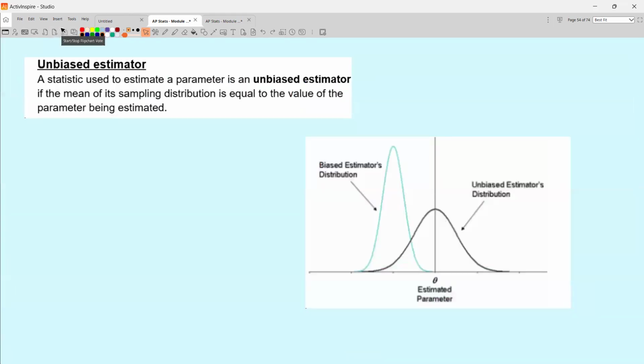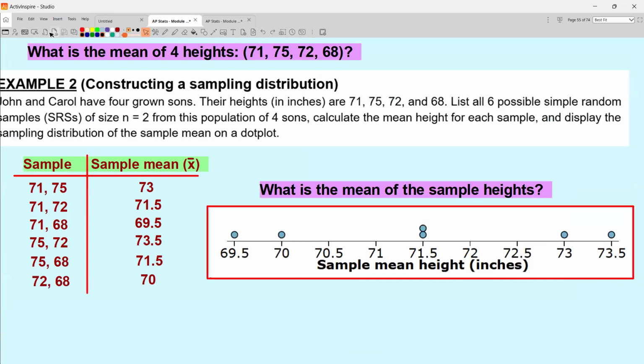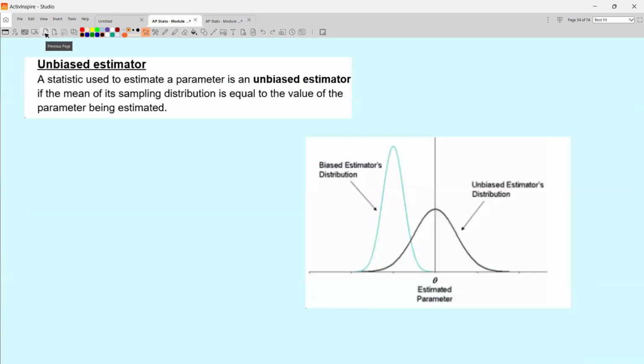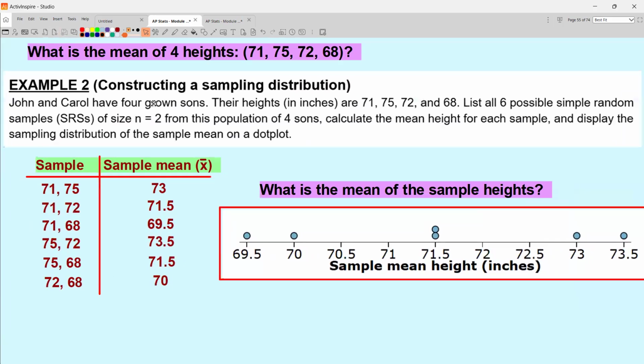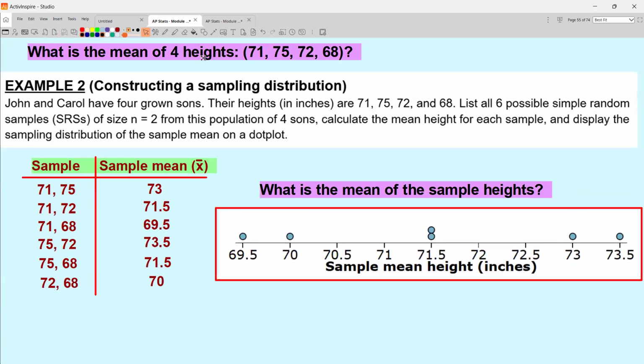Now, when we're talking about sampling distributions, it's really important that we have an unbiased estimator. Unbiased means that we are trying to make predictions that represent the actual parameter in question. So for instance, let's go back to this example that we did earlier with the heights. If you look at your four heights over here, 71, 75, 72, and 68, the mean of those heights, add them together and divide by 4, you're going to end up getting 71.5.